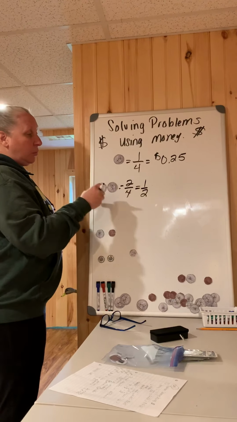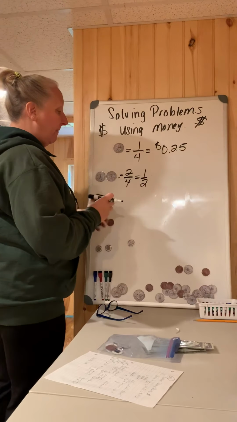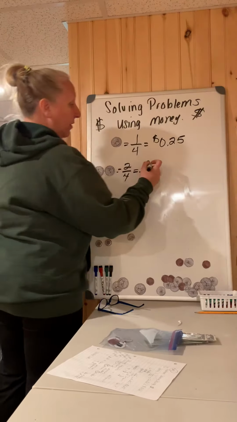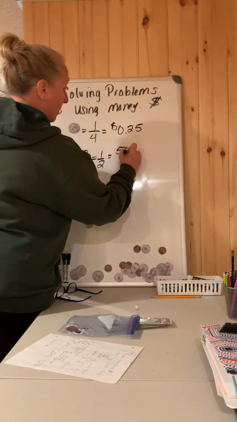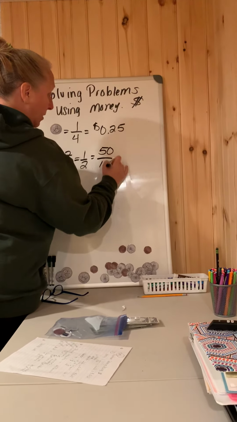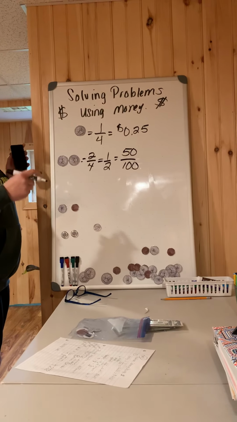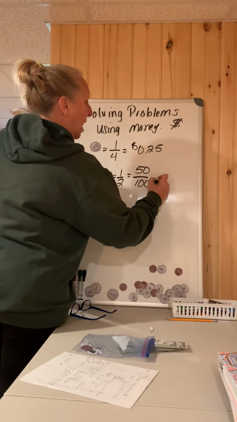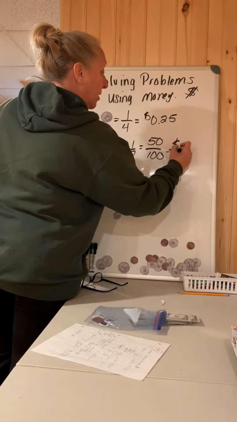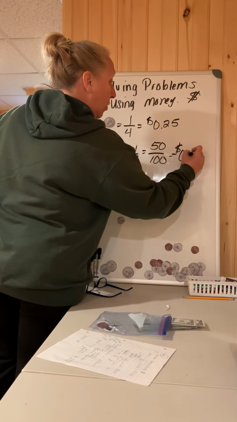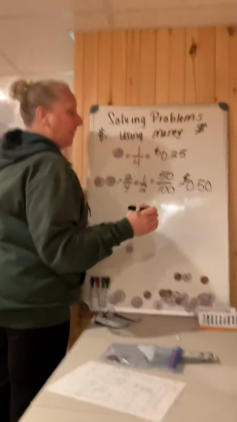But how much is this worth in all? It's 50 cents out of 100. 50 is half of 100, so that's half of a dollar. How would I write that? Put your dollar sign, you have no whole dollars, and you have your 50 cents.